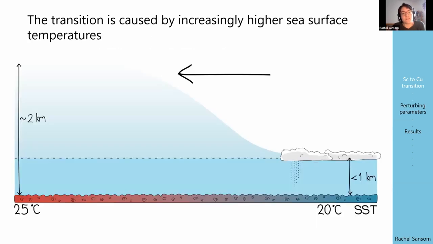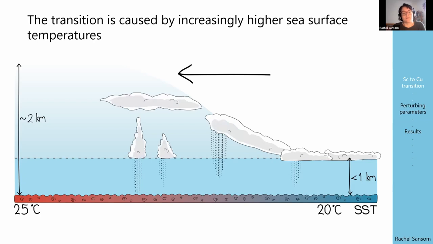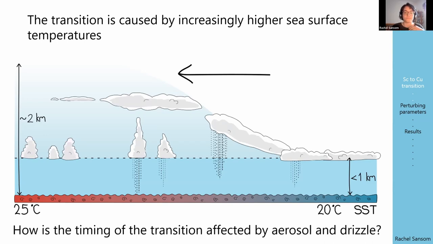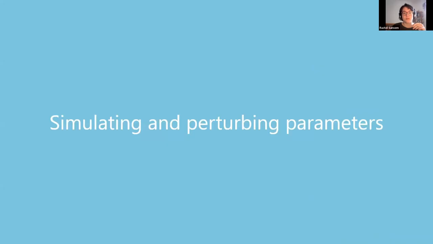So this transition is caused by the cloudy air being advected over increasingly higher sea surface temperatures. Starting from those stratocumulus decks on the right, the cloud top rises in the atmosphere, and you get these cumulus plumes underneath. And then eventually that stratocumulus cloud dissipates, and you're just left with cumulus cloud beneath. So I'm interested in how the timing of this transition is affected by aerosol and drizzle.